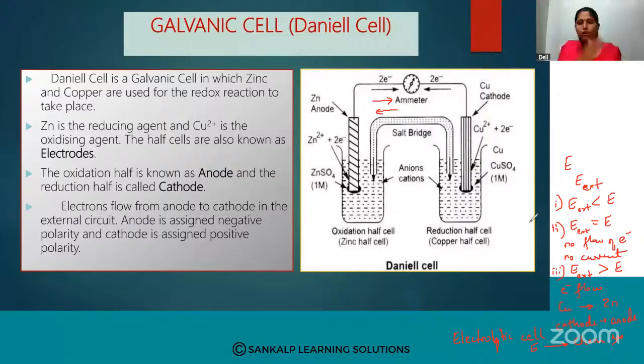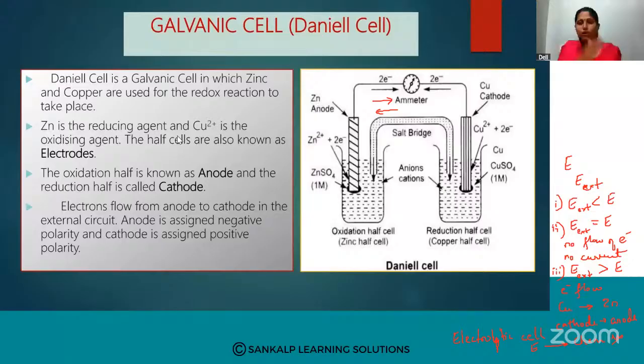Fine. So let us now concentrate on this part again. Here you can see the Daniell cell is a galvanic cell in which zinc and copper are used for the redox reaction to take place. Zinc is the reducing agent and Cu+2 is the oxidizing agent. A reducing agent gives electrons. Zinc will lose electrons, bringing about reduction. Therefore, Cu+2 will gain those electrons. Are you getting the point?